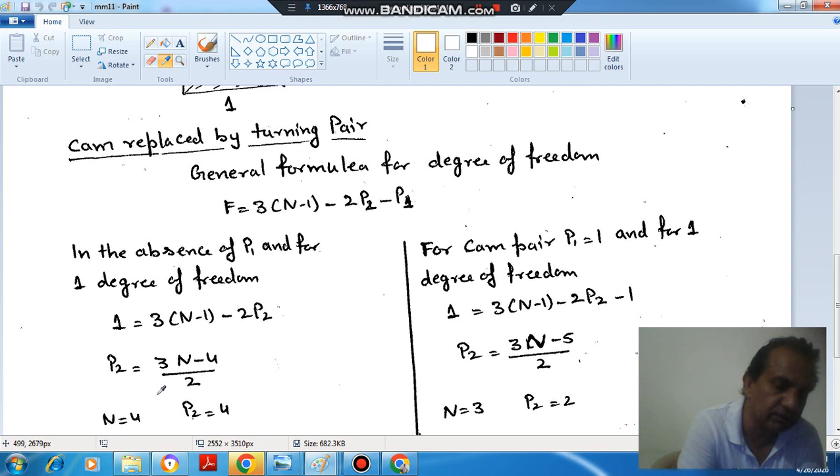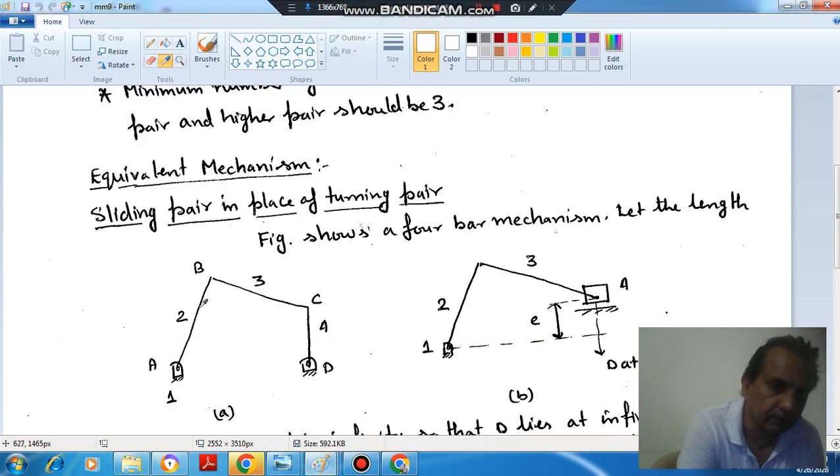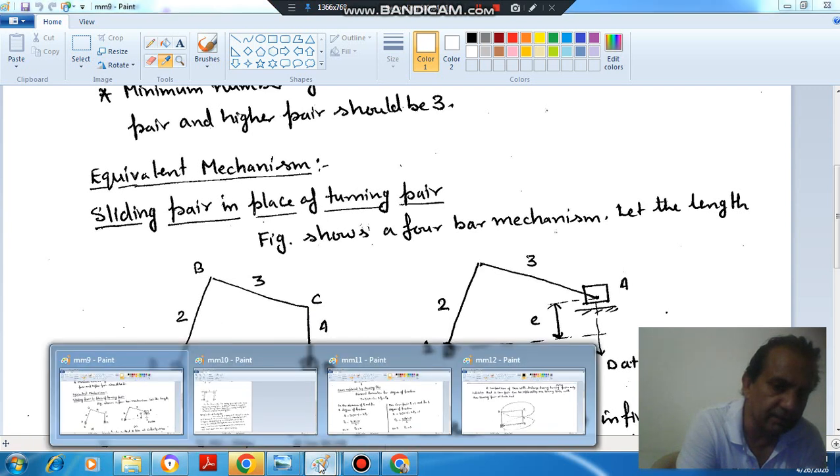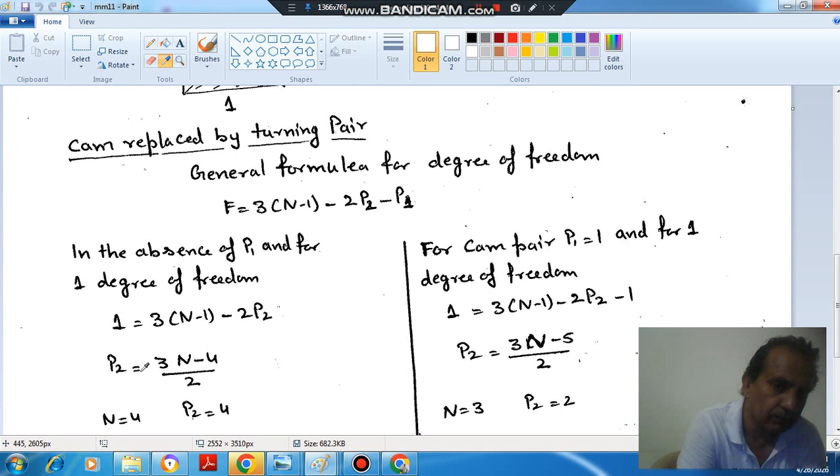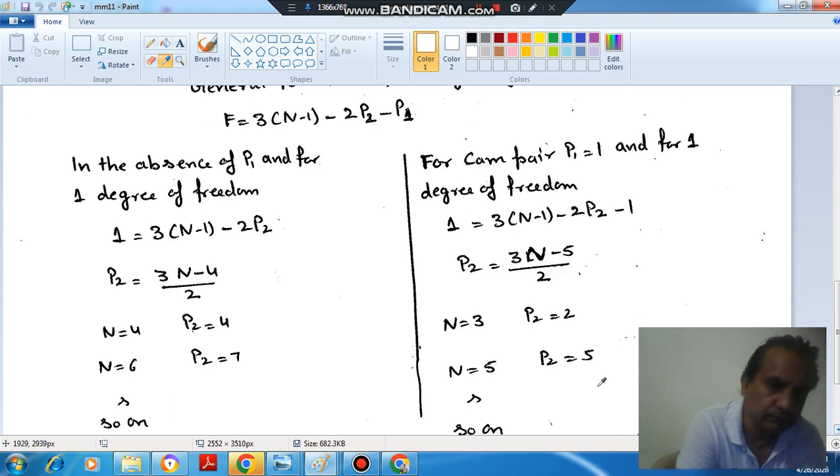So if we put n = 4, then P2 will be 4. That was there in the 4-bar mechanism that we have considered. Here these are the 4 links and 4 lower pairs. So if n is 4, P2 is 4. Similarly, if n is 6, for this to be a mechanism, P2 should be 7, putting n = 6, and so on.